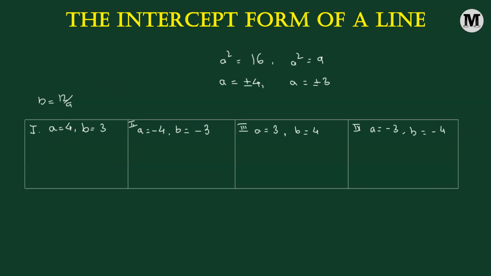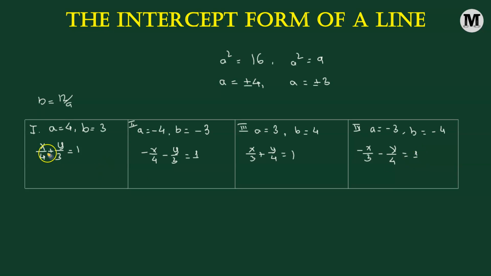write the equation of the straight line. So we're going to get x over 4 added to y over 3 equals 1. So this is going to be one equation. Then we could have negative x over 4 minus y over 3 equals 1. For the third case, we have x divided by 3 added to y divided by 4 equals 1. And then in the fourth case, we have negative x divided by 3 minus y divided by 4 equals 1.